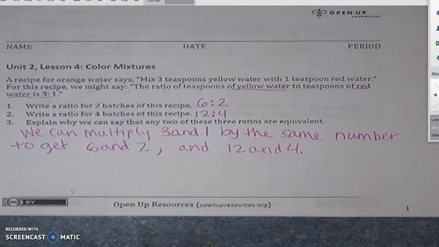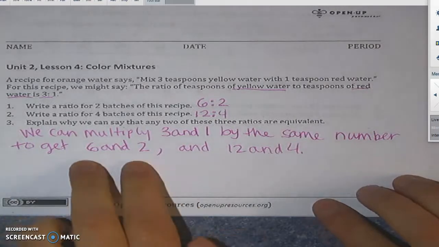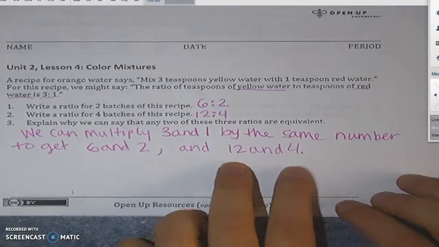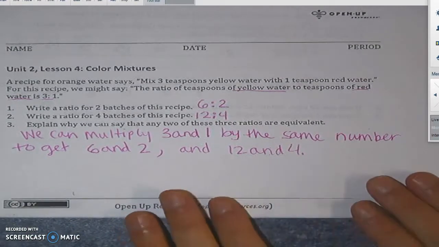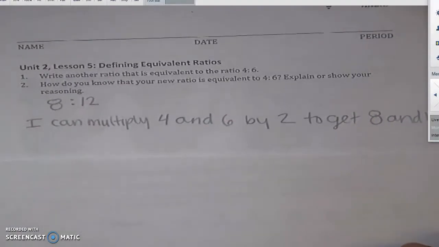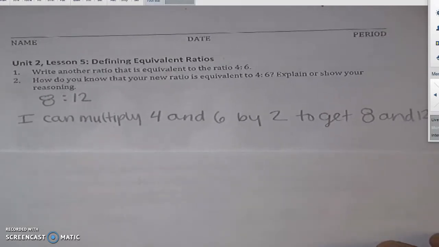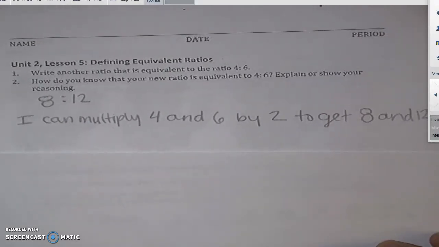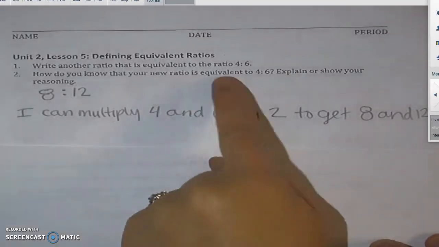And then explain why we can say that any two of these ratios are equivalent. Because if we multiply them by the same number, we get 6 and 2 and 12 and 4. So if you need to add to yours or fix something, please pause to do that. And then we're also going to go over the cool down for lesson 5, defining equivalent ratios. So write another ratio, not e-ratio, that is equivalent to the ratio 4 to 6.